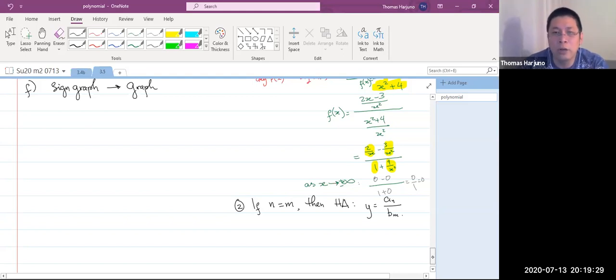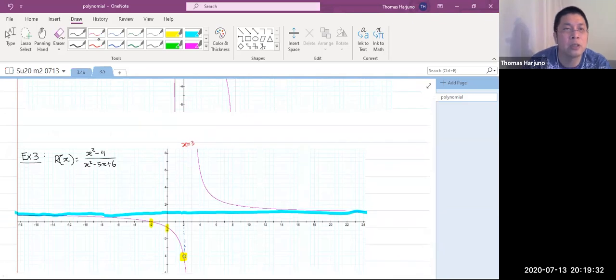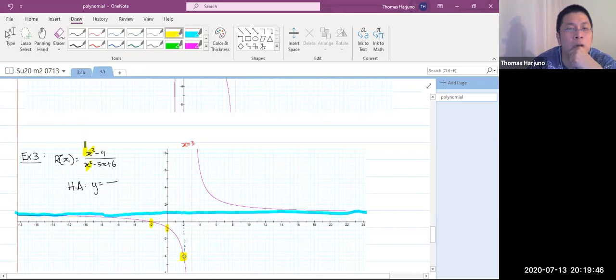Okay, now we actually have seen that example here. You see that the degree on the top and the bottom for this example are the same. So the horizontal asymptote will be y equals the leading coefficient on the top, which is 1, over the leading coefficient at the bottom, which is also 1. So the horizontal asymptote is y equals 1.